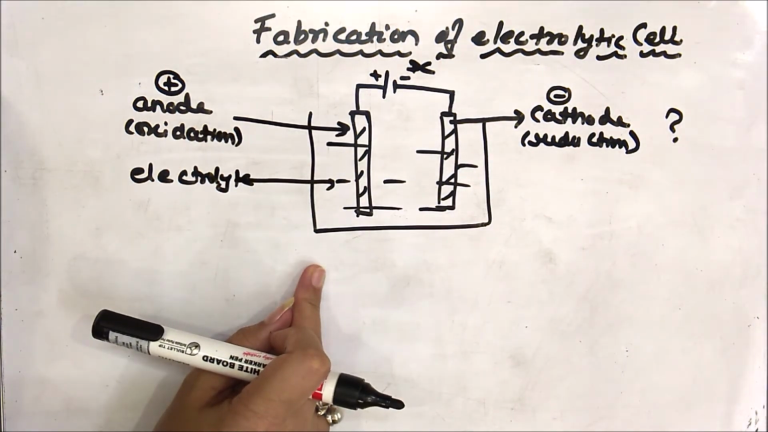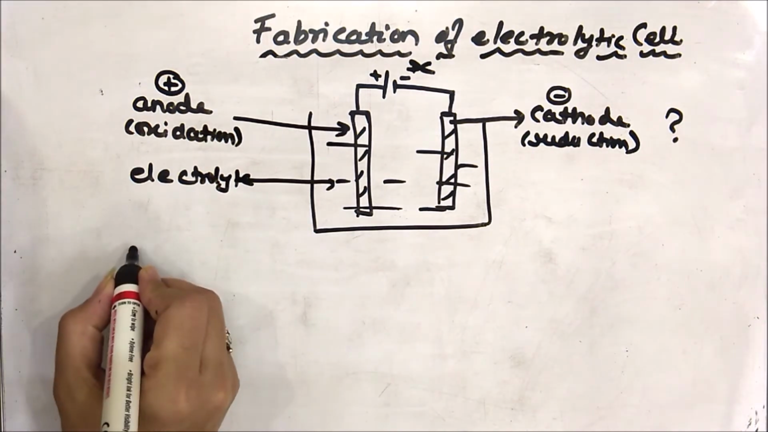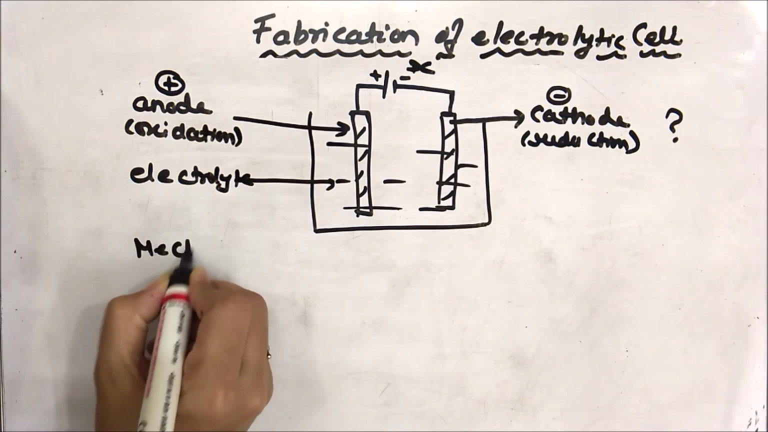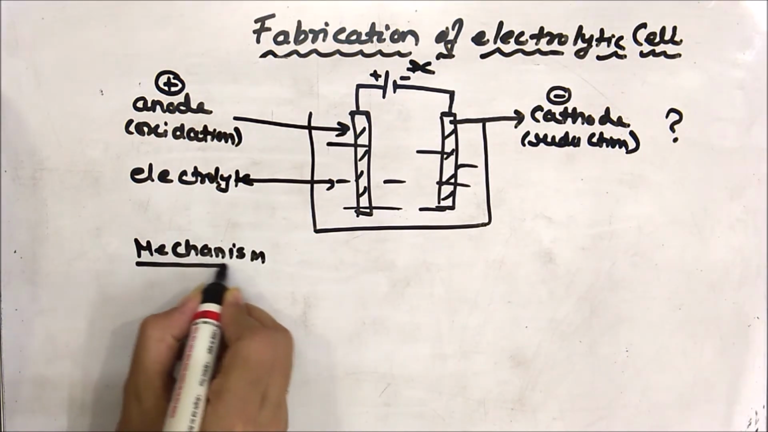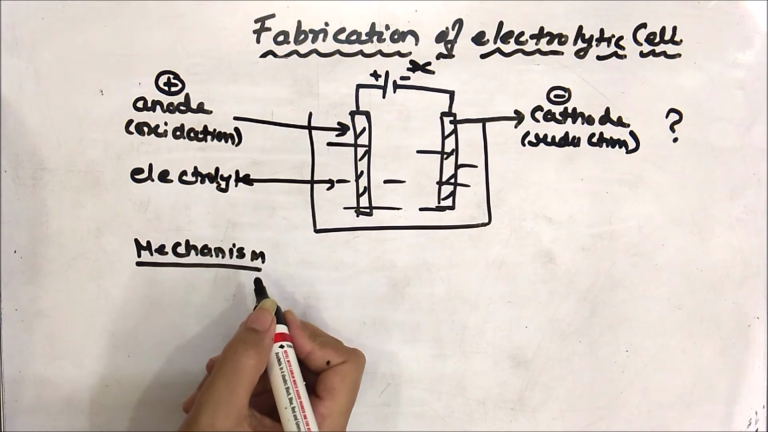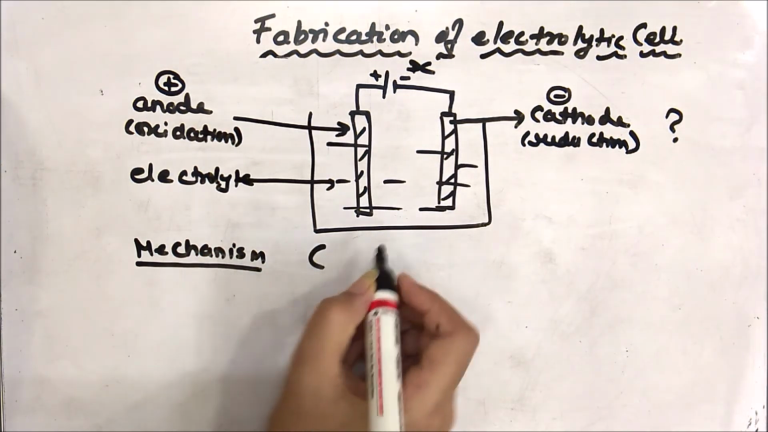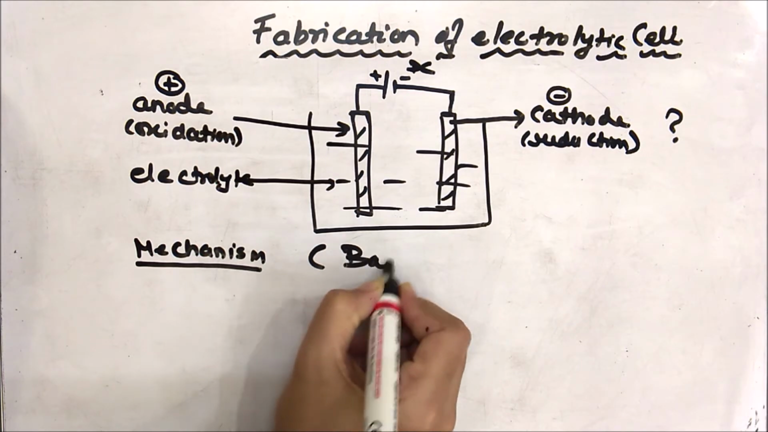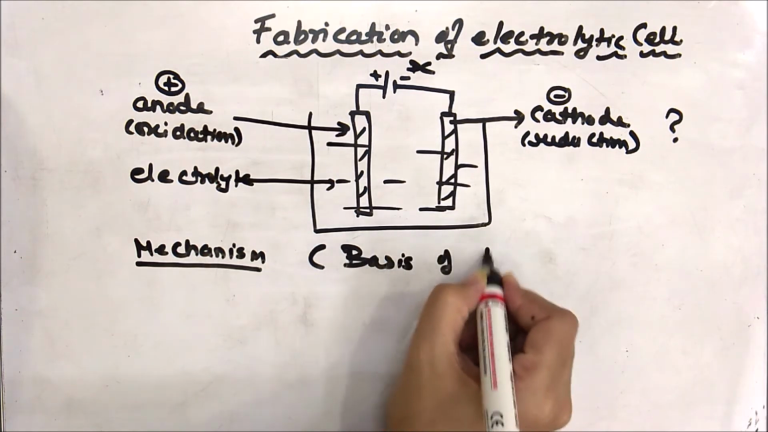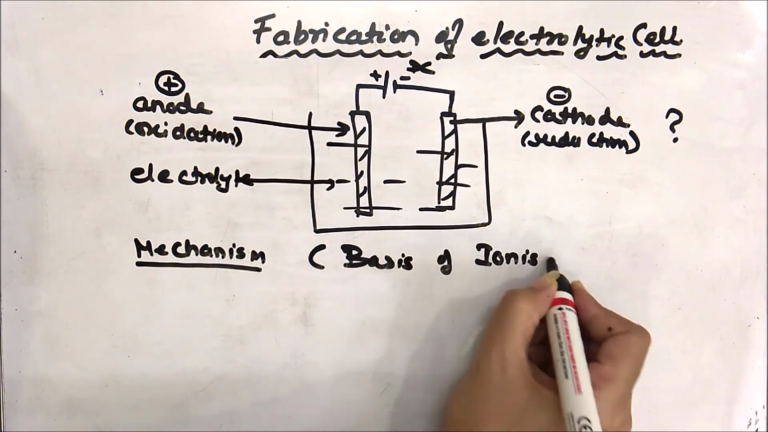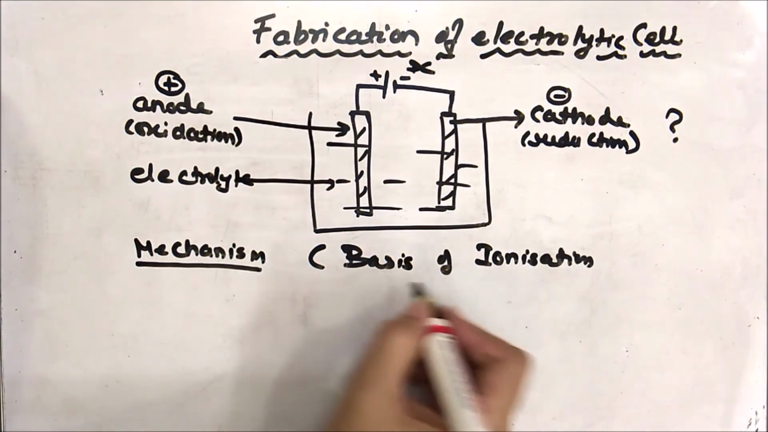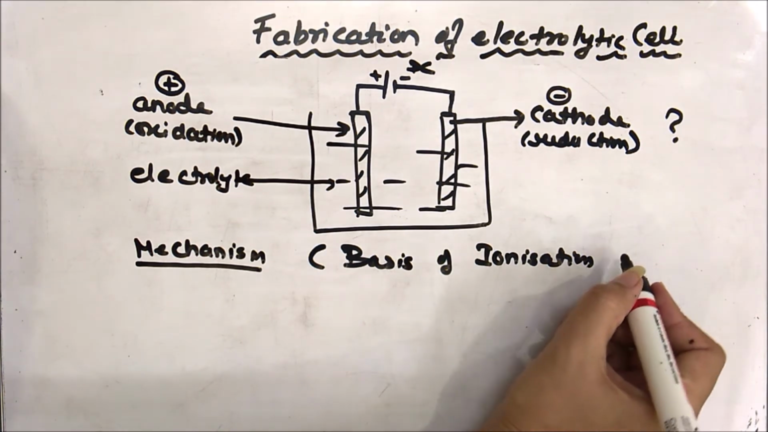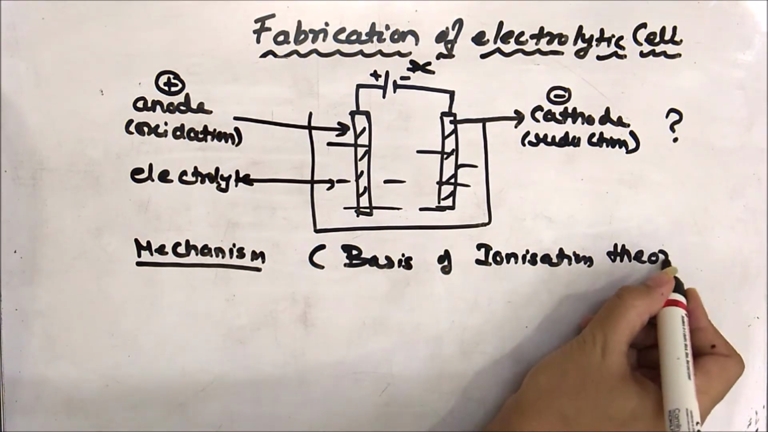So this is the fabrication of the electrolytic cell, right? Now let's move to the mechanism, how it works. So students, electrolysis takes place, and it can be explained on the basis of ionization theory, right? In this, ions will be formed, so this can be explained on the basis of ionization theory.